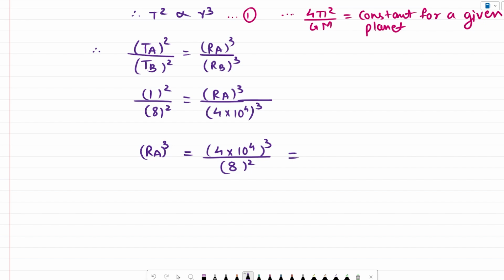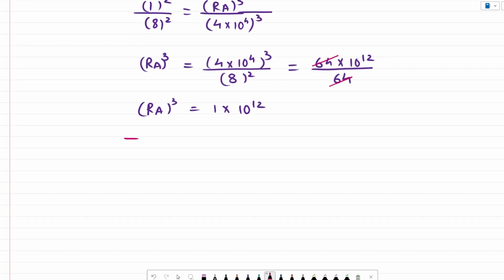And if we solve this further, 4 into 10 raised to 4 cubed is 64 into 10 raised to 12, and 8 squared is 64. So we can cancel 64 in the numerator and 64 in the denominator, giving us the value of RA cubed, that is the radius cubed, equal to 1 into 10 raised to 12. Now let's take the cube root on both sides.